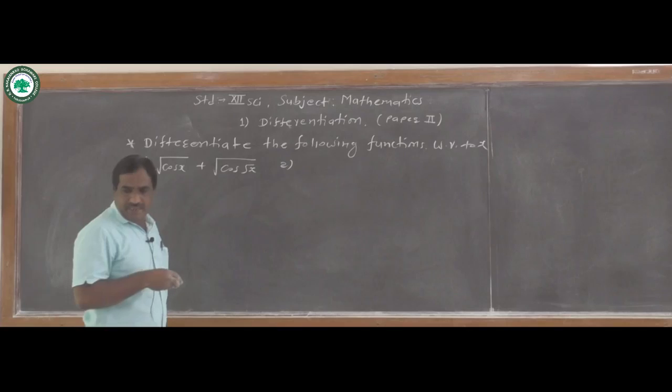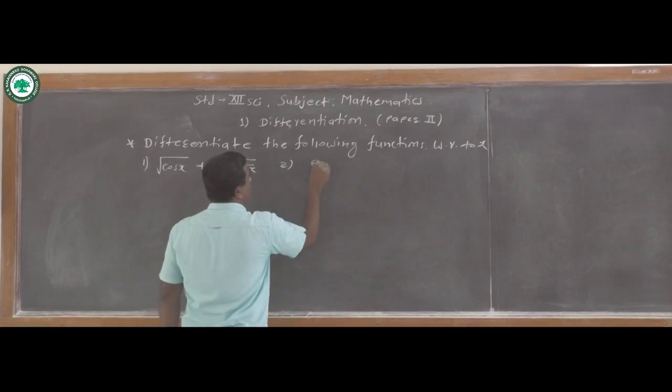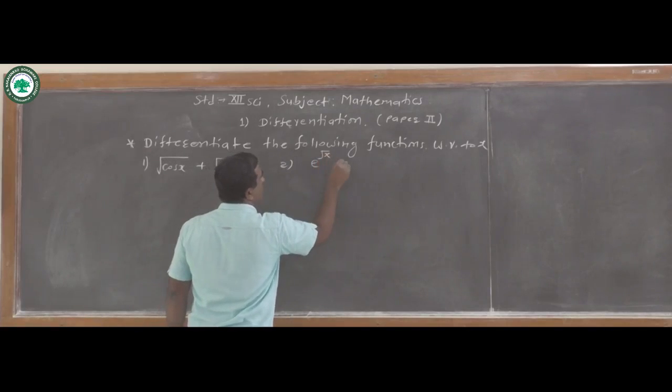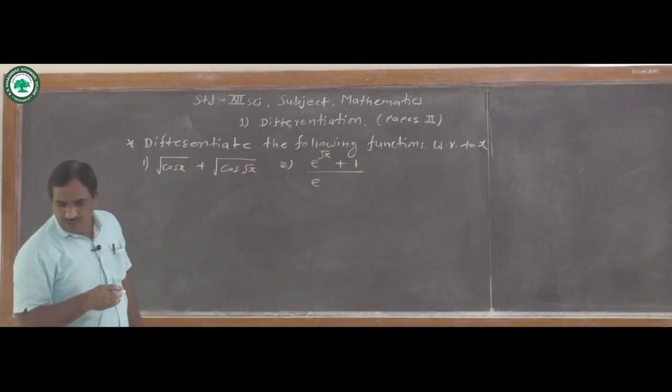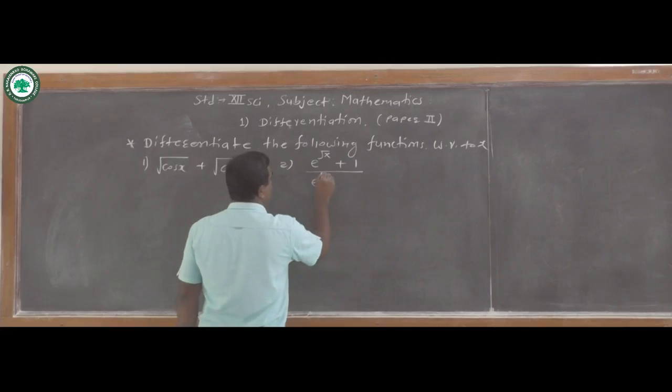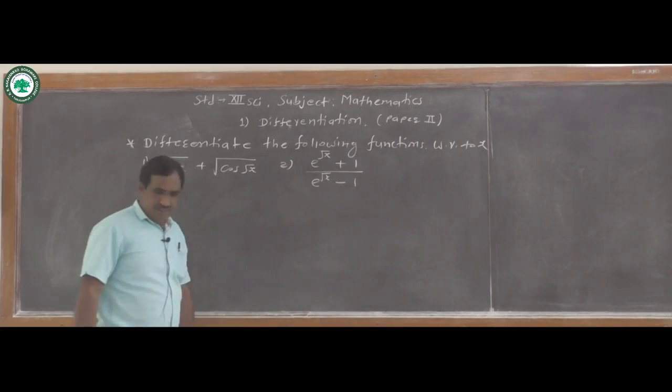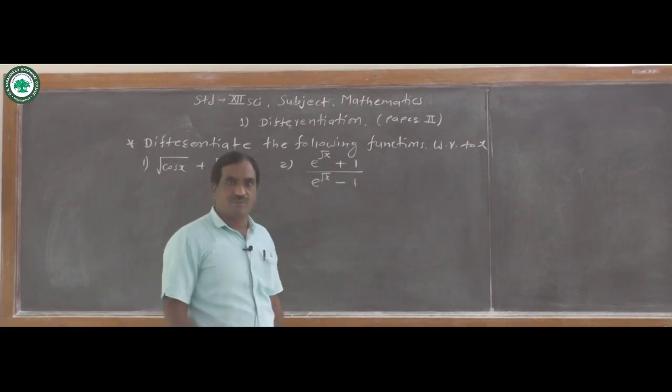And number second example is e raised to under root x plus 1 upon e raised to under root x minus 1. Now we see answers one by one. Now answer for first example.